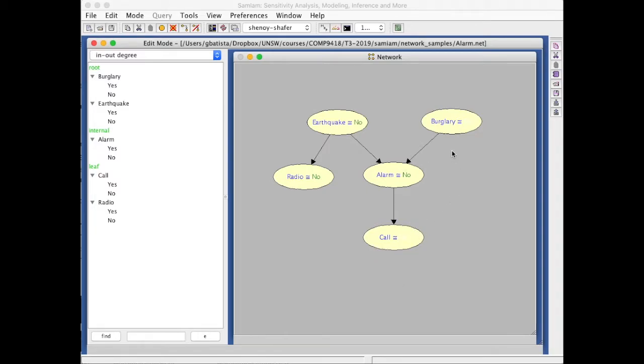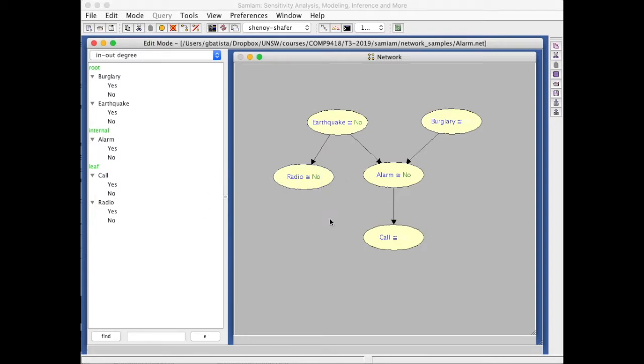It is software developed by UCLA for Bayesian networks. In the interface we can see the earthquake, burglary, alarm example, and it shows us the root variables, the internal variables, and the leaf variables. They're all binary with values yes or no. The root variables are burglary and earthquake here on the top, the internal variable is alarm, and the leaf variables are call and radio.